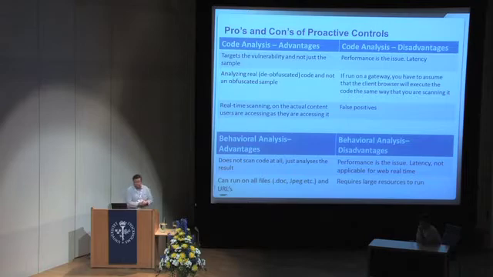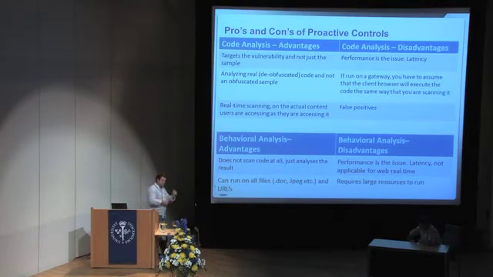So, code analysis advantages: it targets the vulnerability and not just the sample. So the actual list gets dramatically smaller when you're going over just the vulnerabilities and not having to worry about all the malware variants and all the pieces of malware samples. Your database gets significantly smaller. You're also analyzing the deobfuscated code and not the obfuscated code, so that makes it a lot simpler.